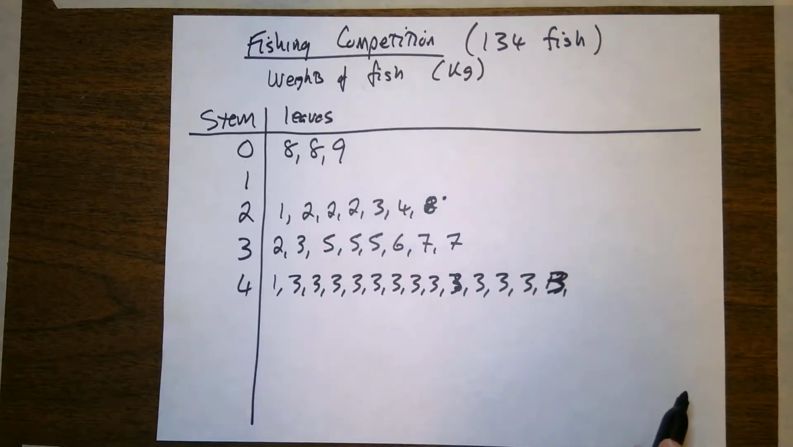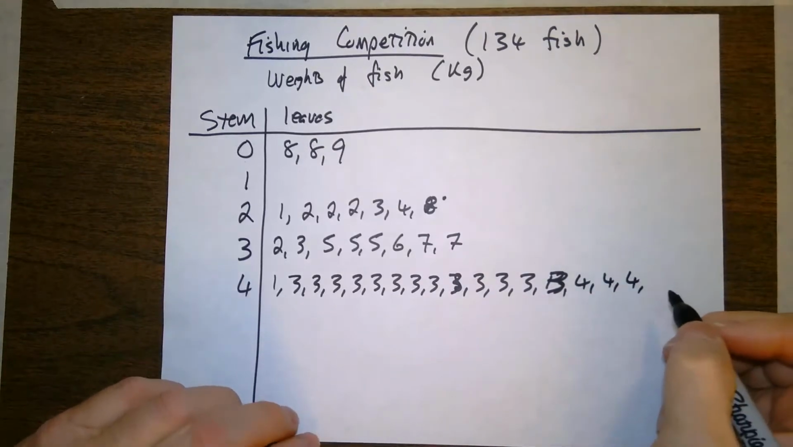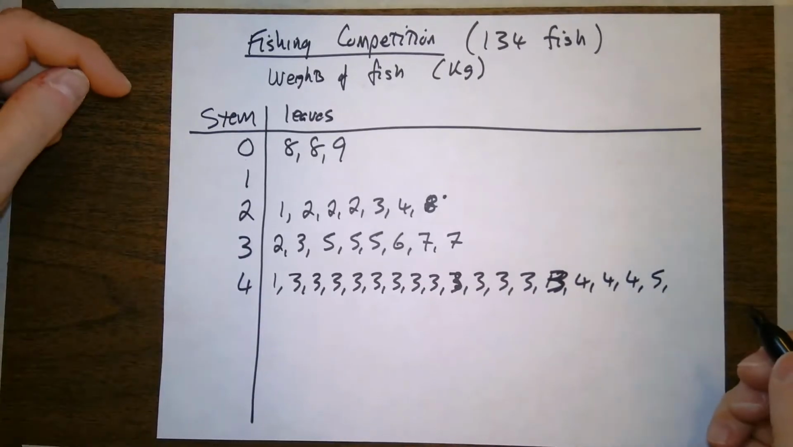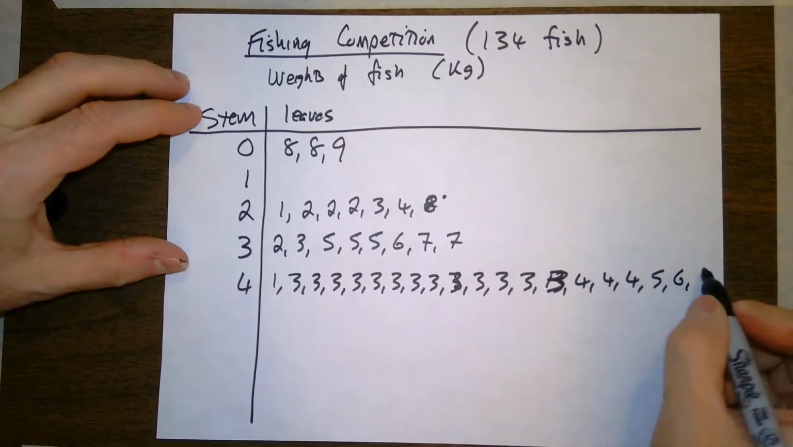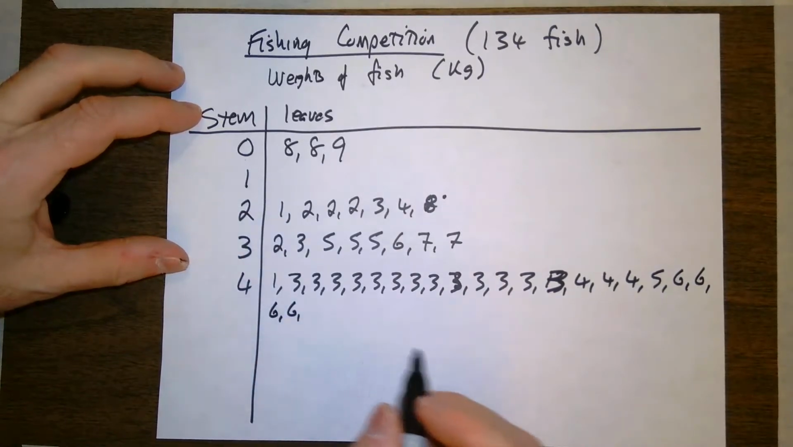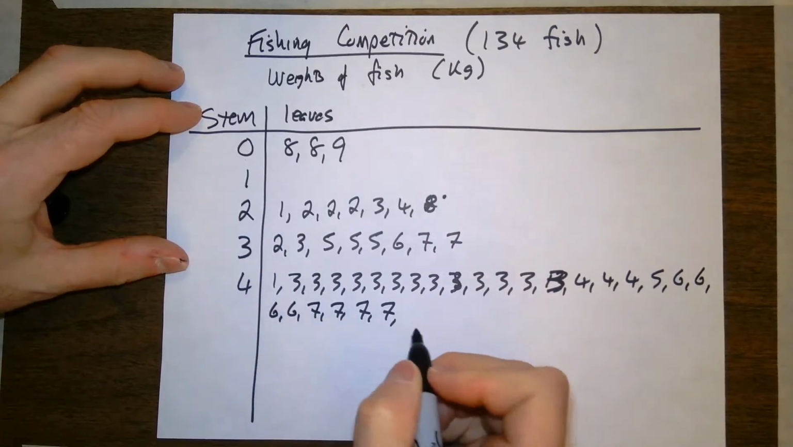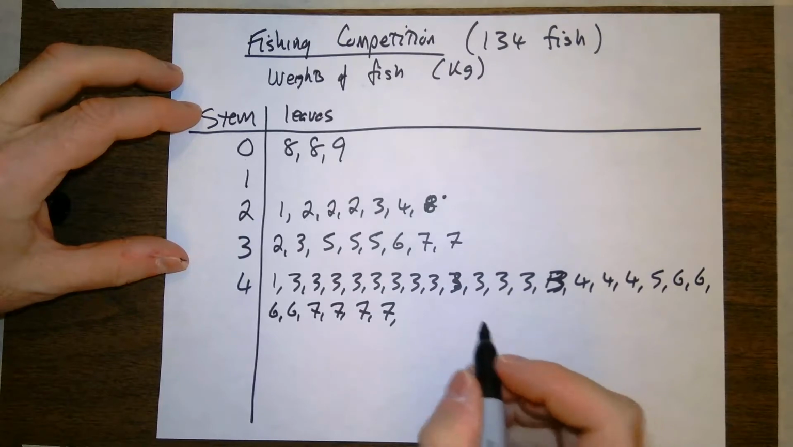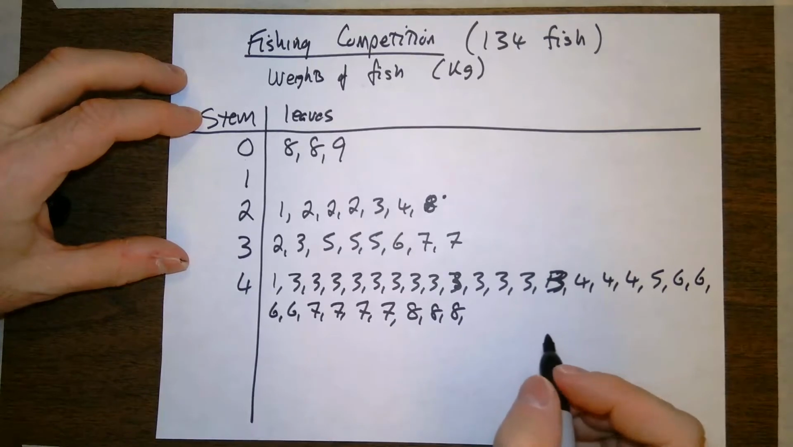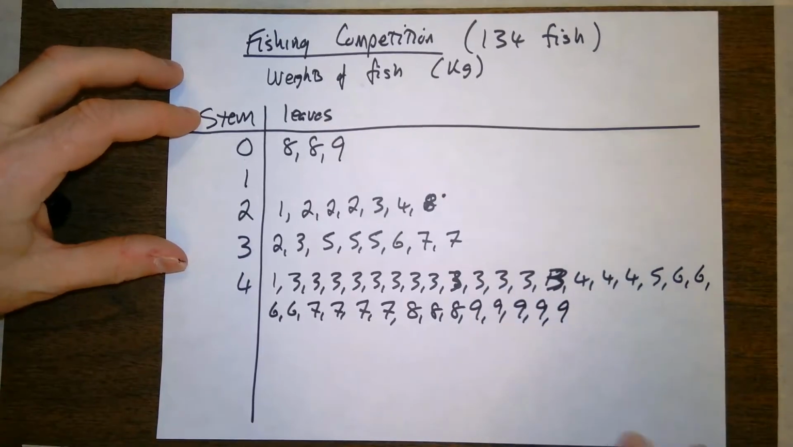Now, there were also 3 fish that were 34 kilograms. 1, 2, 3. There they are. There was a fish that was 45 kilograms. And then there were 4 of them that weighed 46 kilograms. 1, 2, 3, 4. And then 4 that weighed 47 kilograms. 3 of them weighed 48 kilograms. And then there were 5 of them that weighed 49 kilograms. 1, 2, 3, 4, 5.